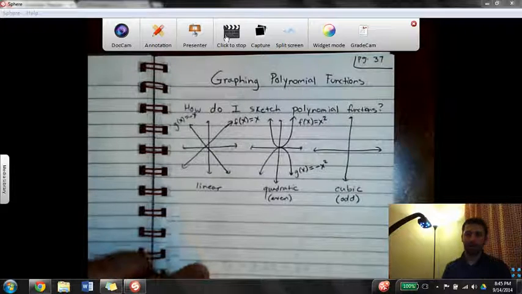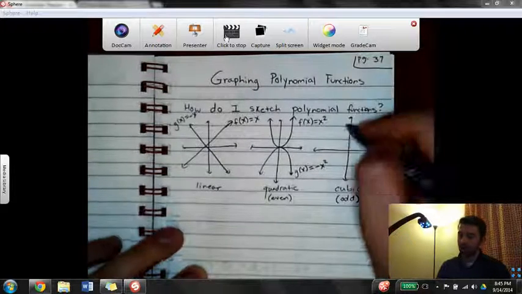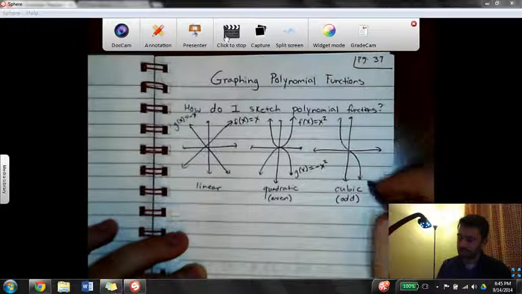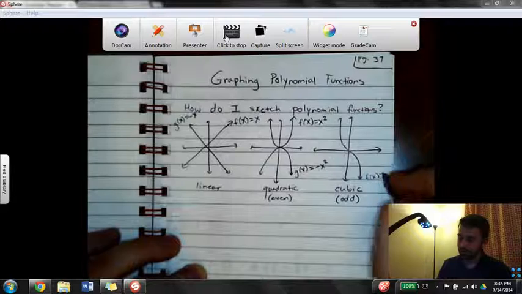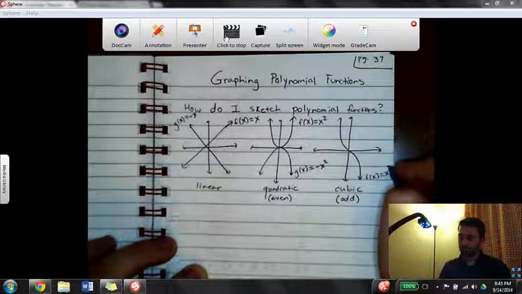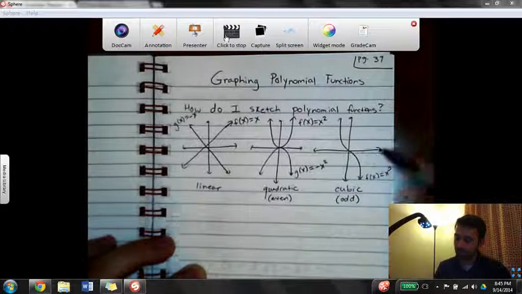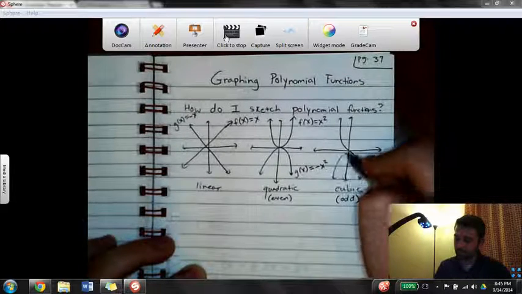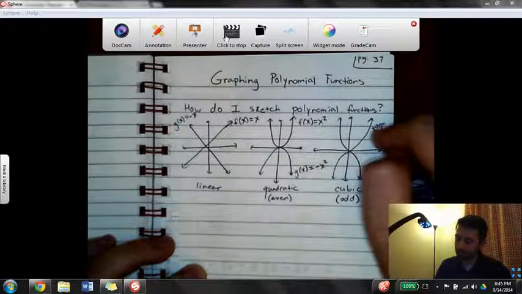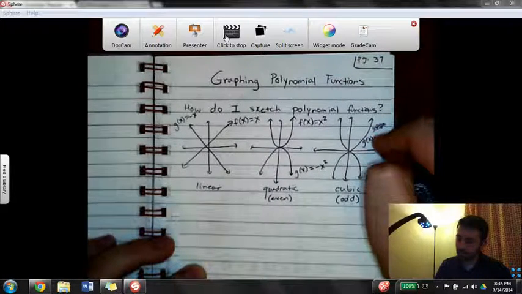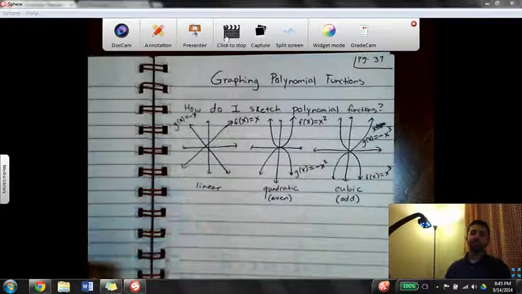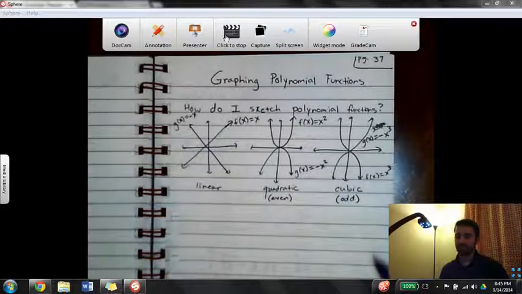for all of these. Our cubic has a general shape such as this, where f of x is equal to x cubed. And once again, a reflection over the x-axis gives us g of x, which is negative x cubed. And once again, these are just the general forms for different types of polynomial functions.